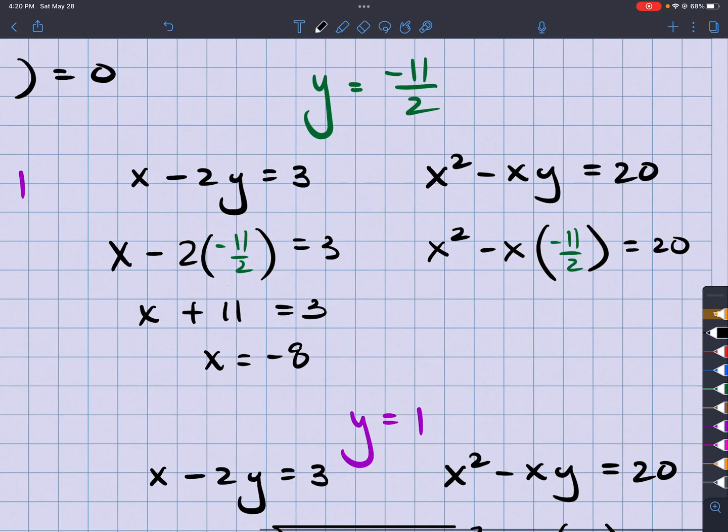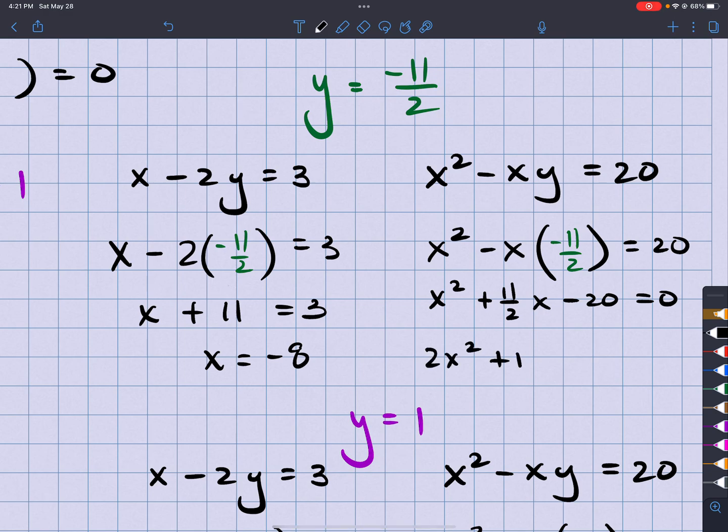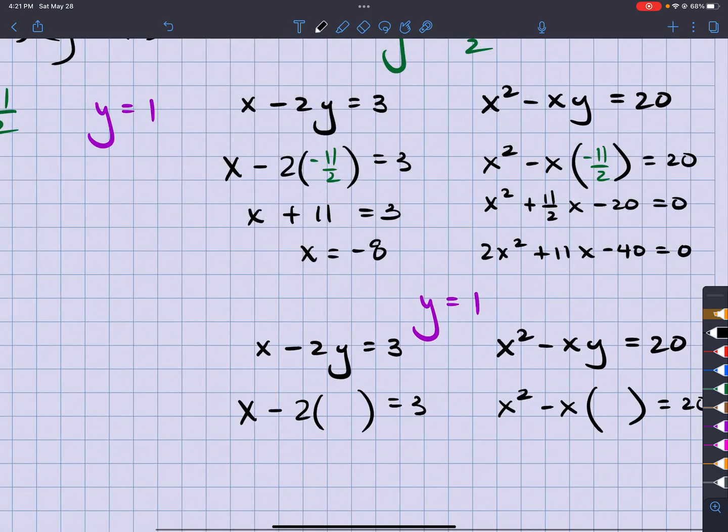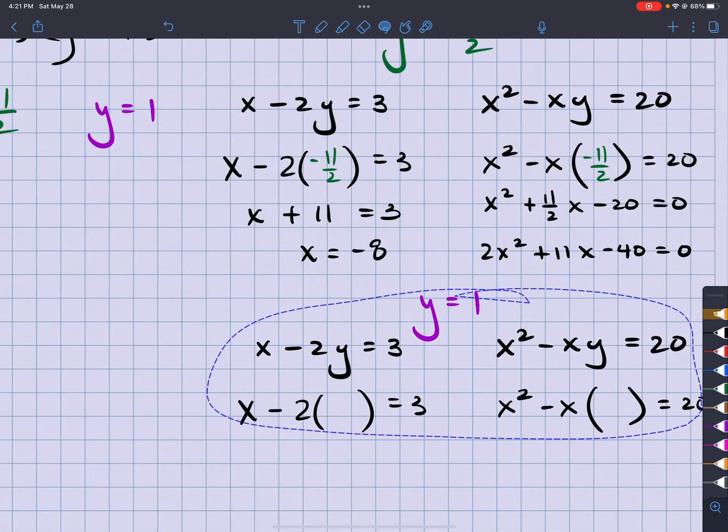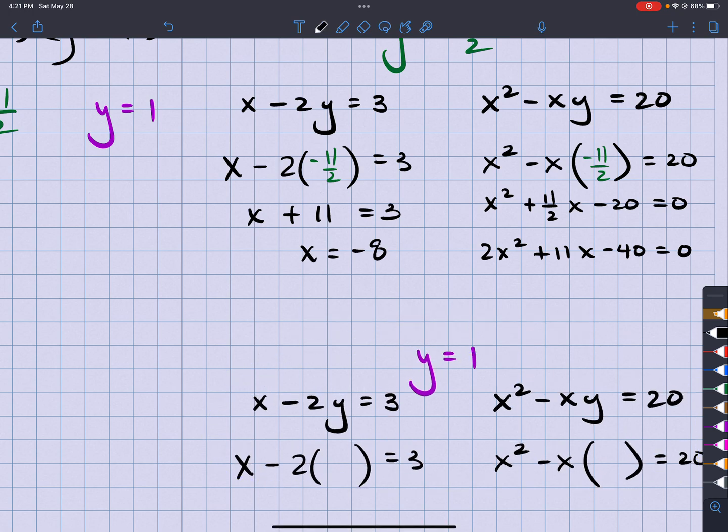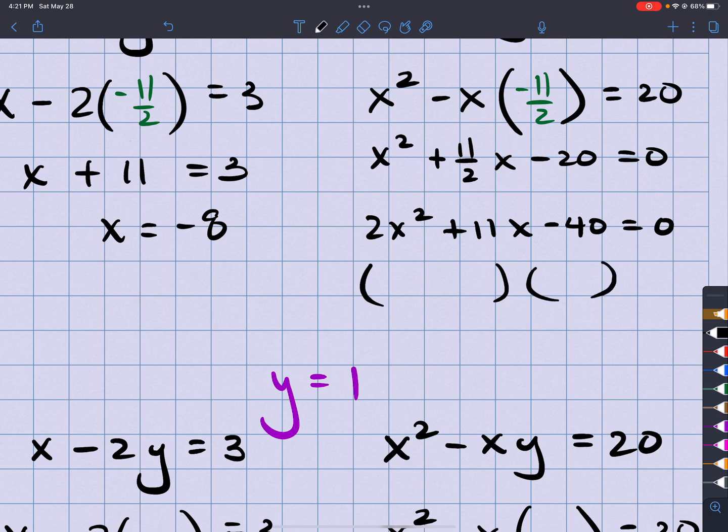Now over on this side, it looks a little bit tougher because it looks like I'm going to have to factor, right? Because what I really have is x squared plus 11 halves x minus 20 is equal to 0. Yikes. So essentially, to try to get rid of the fractions, I'm actually going to have 2x squared plus 11x minus 40 is equal to 0. All right. So I'm going to go ahead and factor that right now so that you can see what that factors out to be. That is going to factor out to be 2x and x.